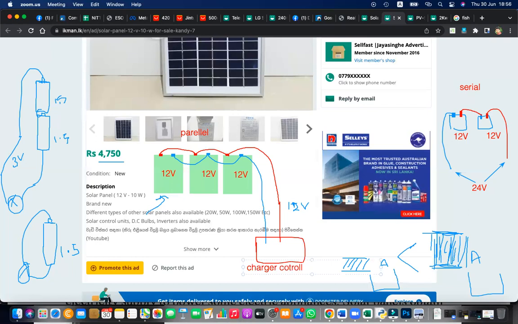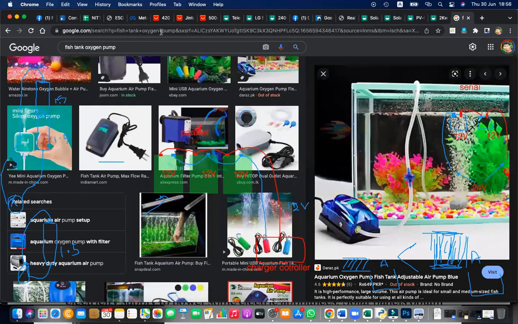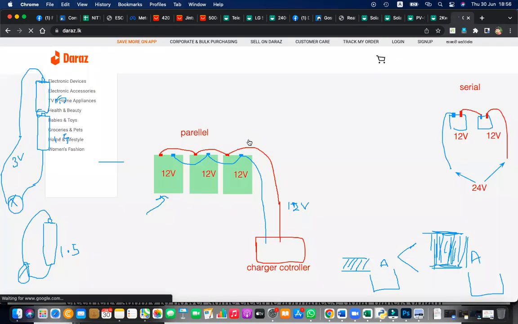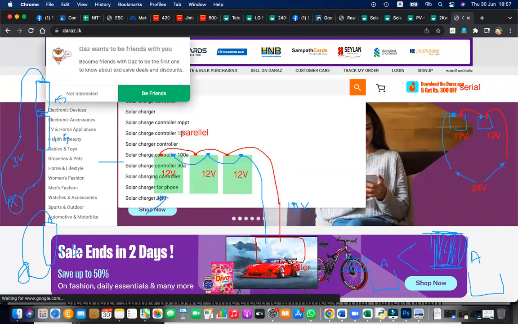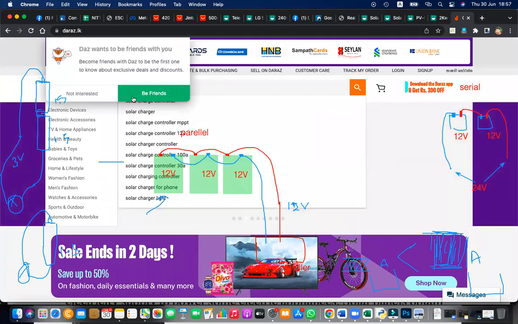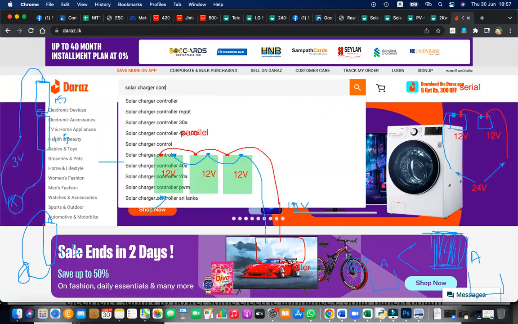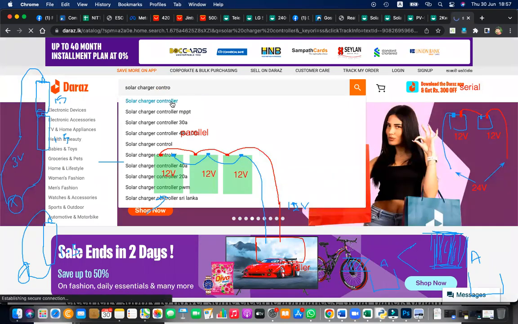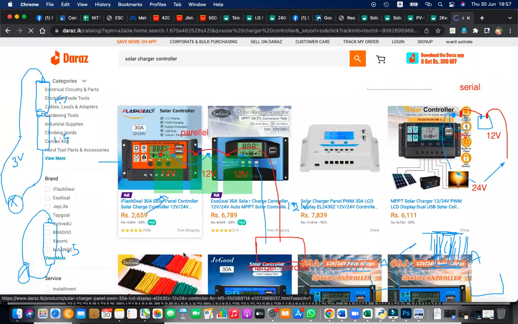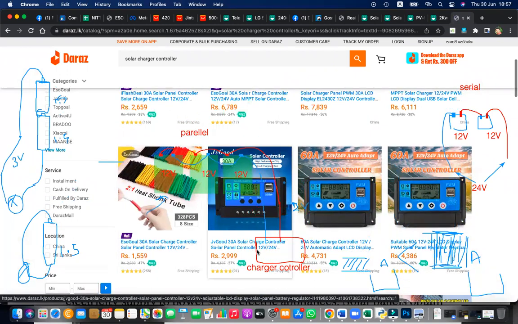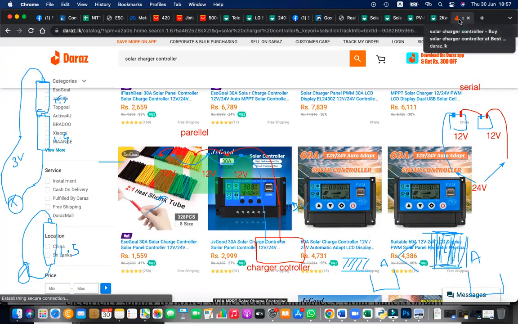We can get one like this. We can buy this kind of thing from Daraz for a small amount. Solar charge controller. There are two kinds of controllers, but there is one called PWM, which we can get for a bit less. Right now, let's see the price. So you can see you can buy a controller for a small amount like 3,000 rupees. You can buy a charge controller.